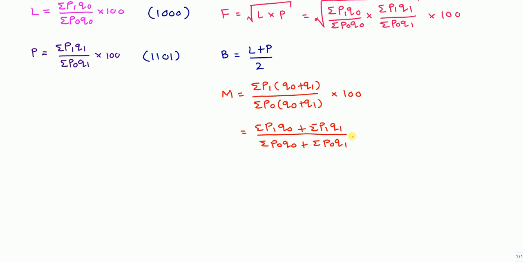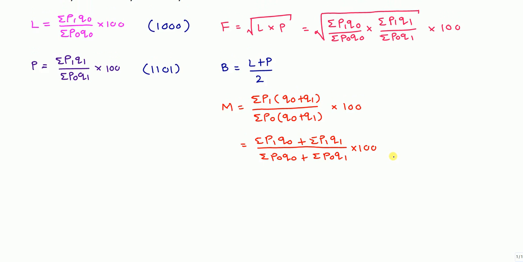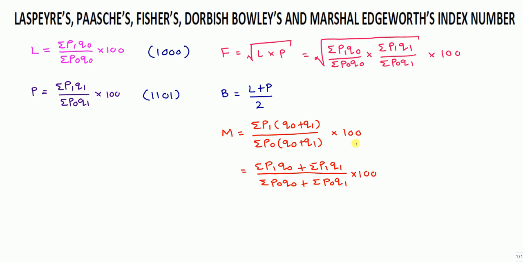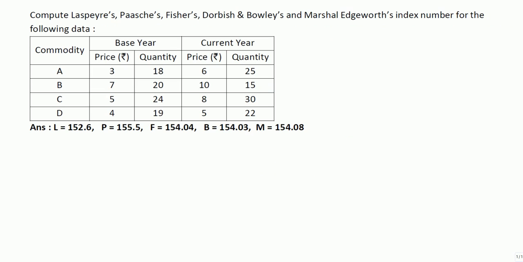P0Q1 multiplied by 100. You can also remember this formula as this is Laspeyres' formula, say P1Q0 1000, and this is Paasche's formula. But you have to be careful while writing Marshall's formula. So let us start our sums based on L, P, F, B and M. So here is our first sum.